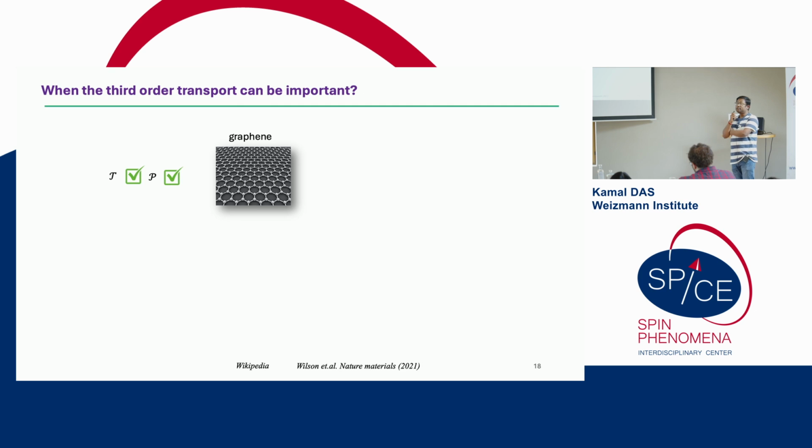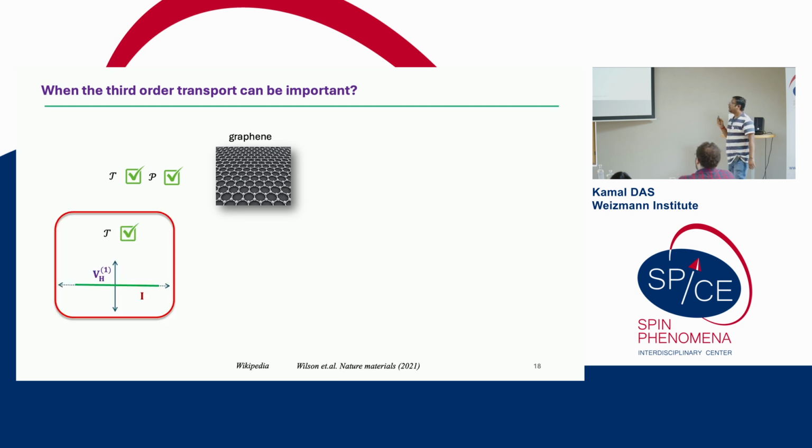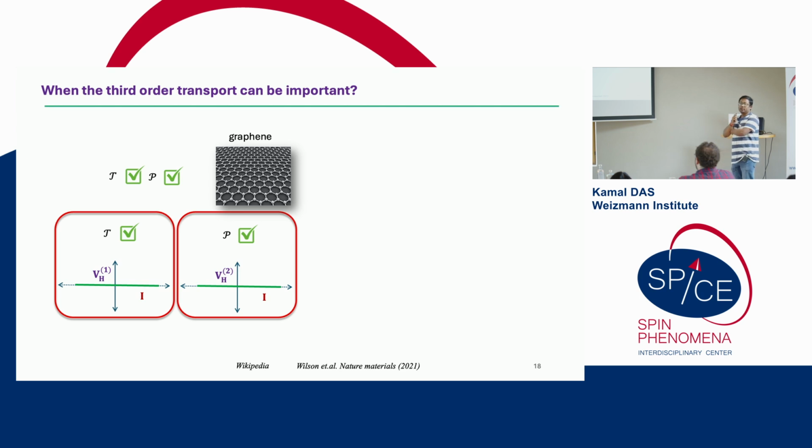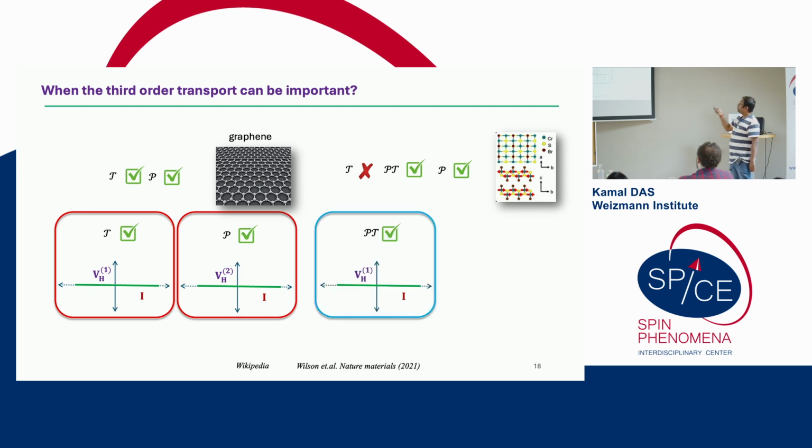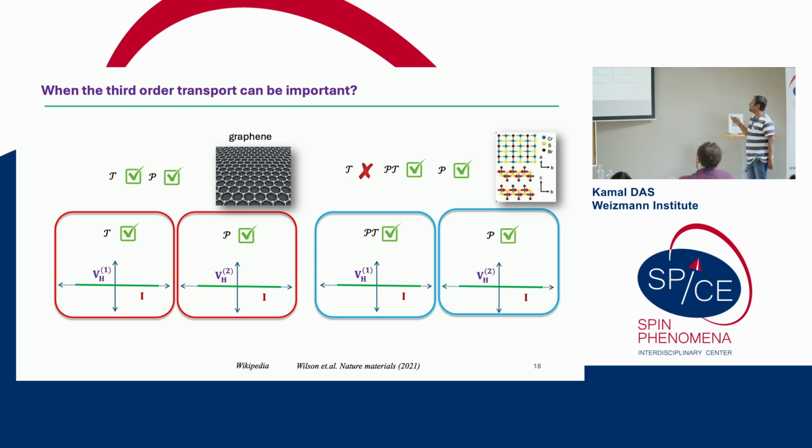Now let's consider a system where you have both the time reversal and the inversion symmetry. For example, you consider graphene. You will see that the time reversal symmetry will kill the linear Hall effect and the inversion symmetry will kill any second order response. If you consider a system where the time reversal is broken, but both the inversion and PT symmetry are present, for example, bulk CrSBr, you will find that the PT symmetry will kill the linear anomalous Hall effect, and again inversion symmetry will kill the second order responses.